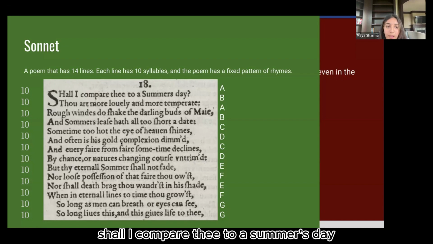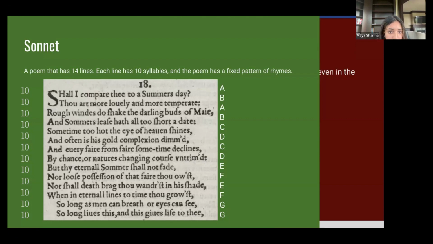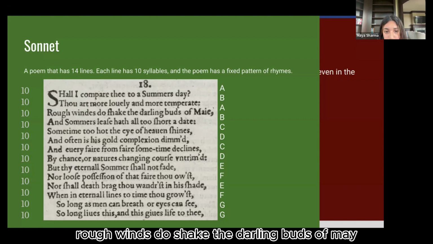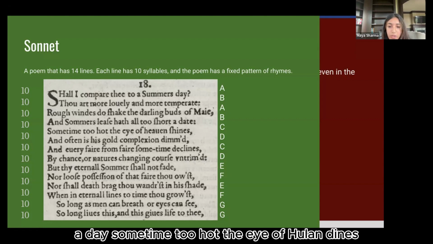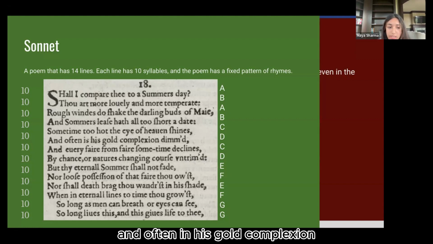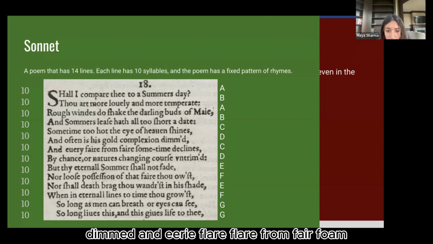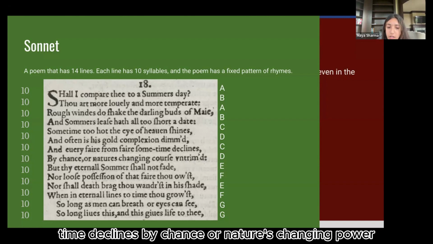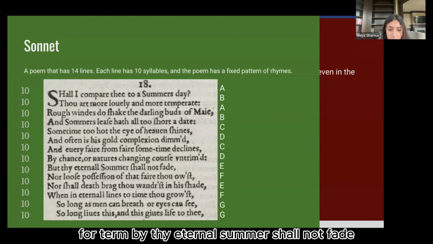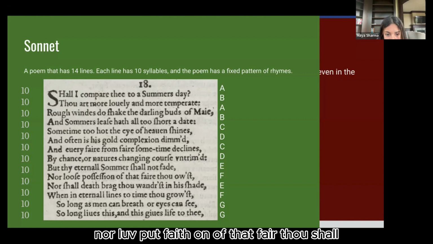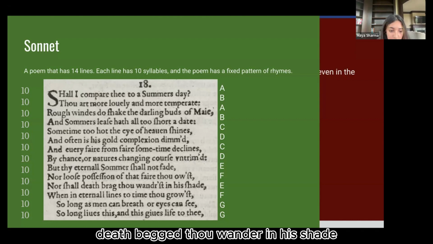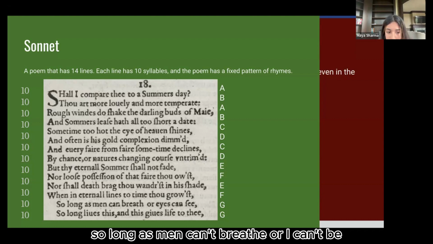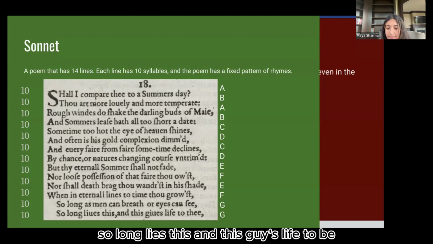Shall I compare thee to a summer's day? Thou art more lovely and more temperate. Rough winds do shake the darling buds of May, and summer's lease hath all too short a date. Sometime too hot the eye of heaven shines, and often is his gold complexion dimmed; and every fair from fair sometime declines, by chance or nature's changing course untrimmed. But thy eternal summer shall not fade, nor lose possession of that fair thou owest, nor shall death brag thou wander'st in his shade, when in eternal lines to time thou growest. So long as men can breathe or eyes can see, so long lives this, and this gives life to thee.